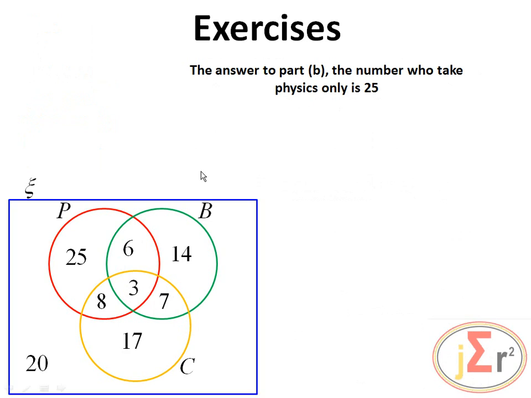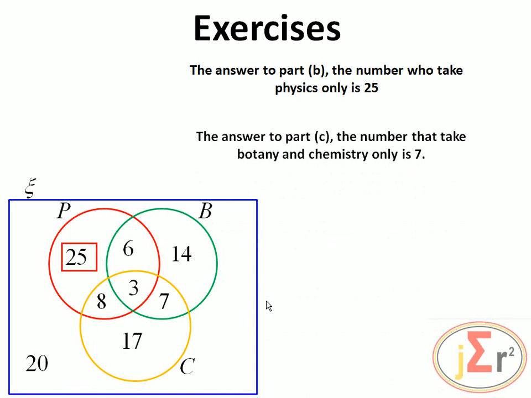The answer to part B, the number who take physics only, how many take physics only in this region? 25. The answer to part C, the number that take botany and chemistry only, is 7.